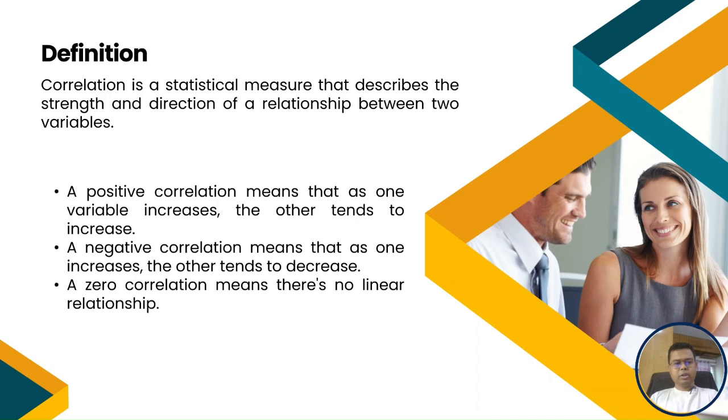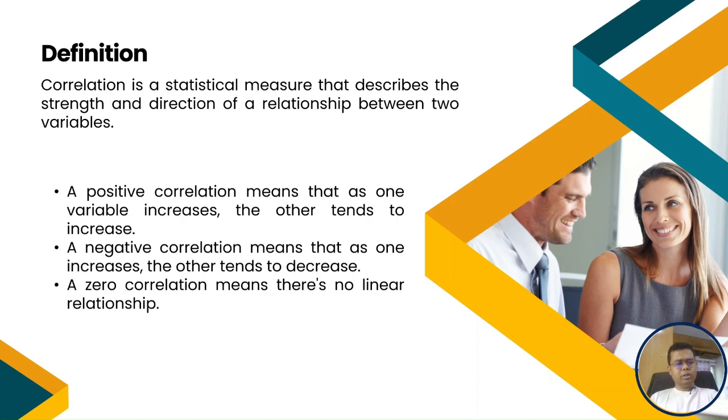Between two variables. Okay. So normally the correlation value lies between -1 and +1, right? From -1 to less than 0, it is negatively correlated. At 0, there is no correlation between the variables, and greater than 0 and up to 1, it indicates a positive correlation between the variables. A positive correlation means that as one variable increases, the other tends to increase.